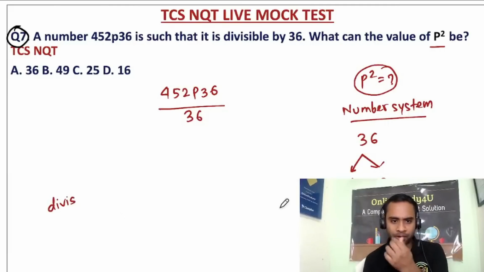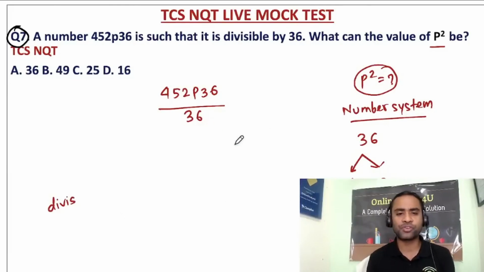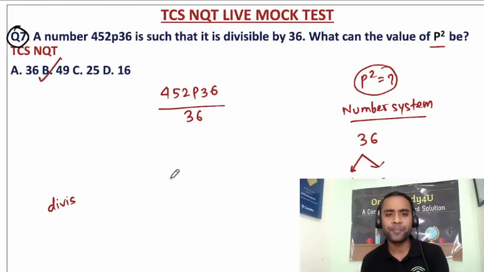For your understanding, this question can be solved just in the mind. 4, 5, 9, plus 2, 11. 11 plus 3 is 14, 20. So here P will be 7. 7 square is 49. So option B will be the correct answer.